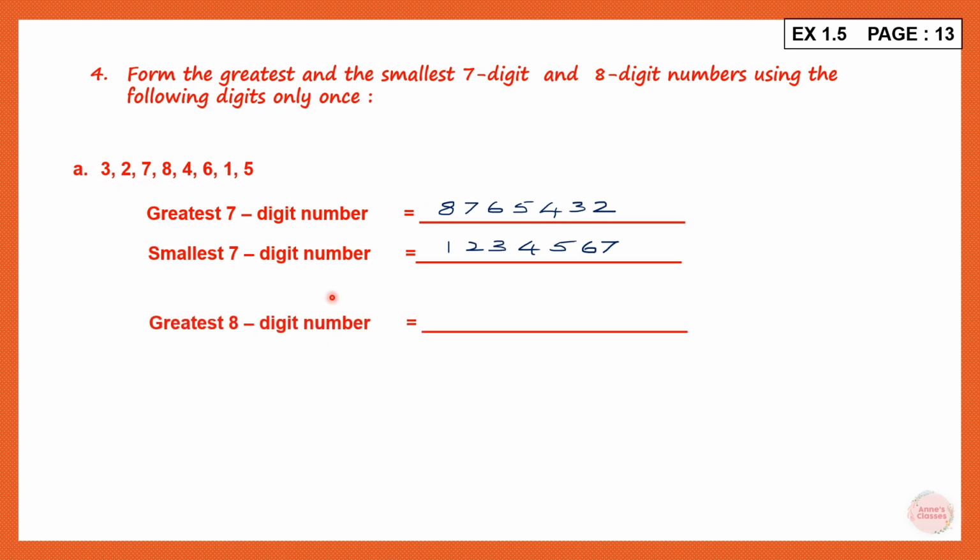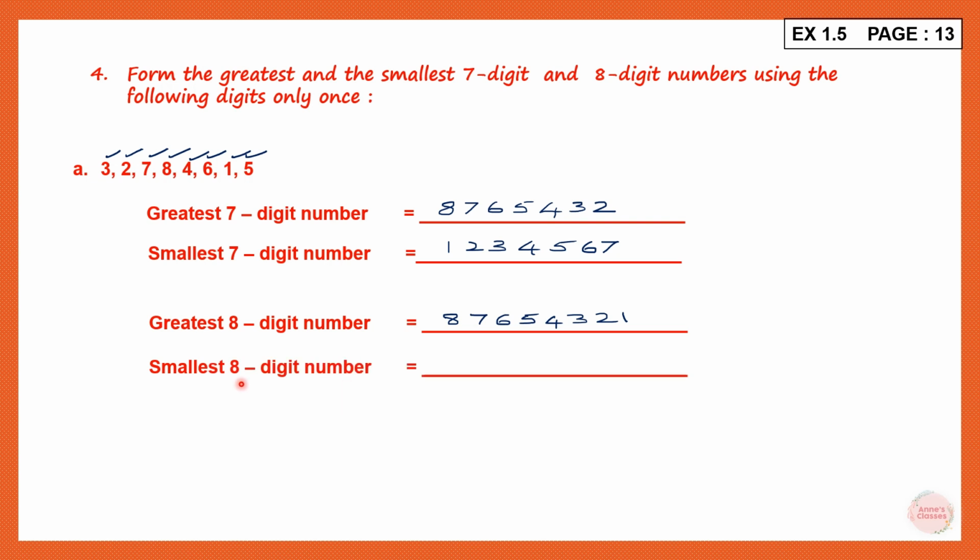The greatest 8-digit number. Now here there are 8 digits if you count 1, 2, 3, 4, 5, 6, 7, 8. That means we're going to write all the digits to make the greatest 8-digit number, starting with the greatest digit, that is 8. Then we have 7, 6, 5. So let's write that. 8, 7, 6, 5. Then what do we have? 4, 3, 2 and 1. So we've put all the 8 digits here. So we've got the greatest 8-digit number because we arranged them from big to small.